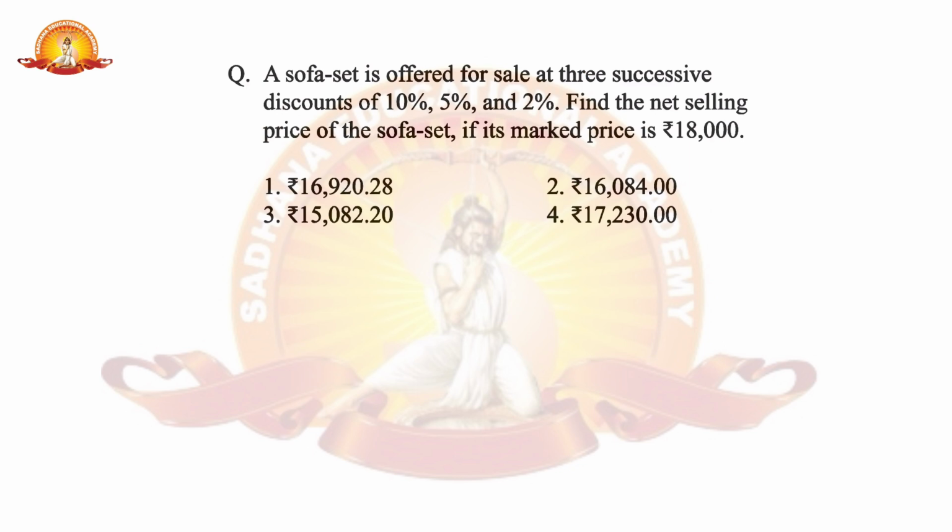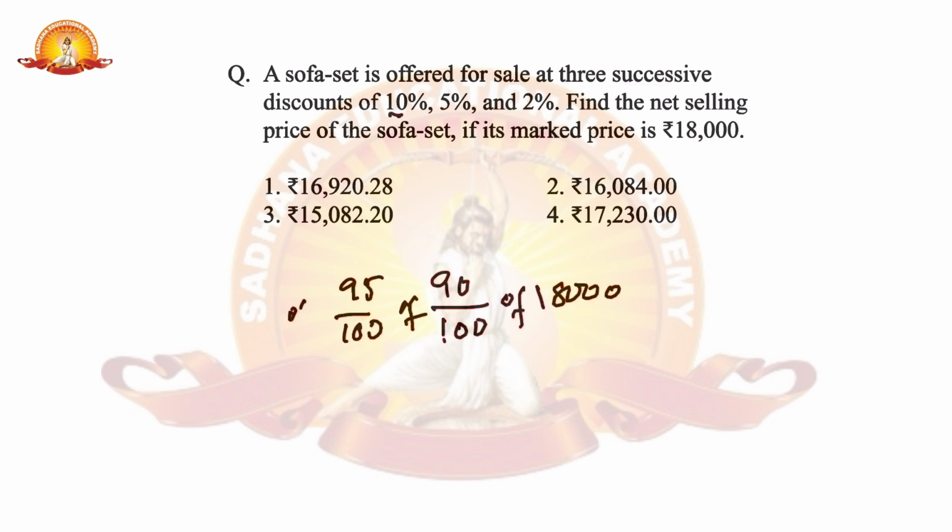Next problem. A sofa set is offered for sale at 3 successive discounts of 10%, 5% and 2%. Find net selling price of the sofa set if its market price is 18,000. Here, as the successive discounts are allowed as 10%, 5% and 2%. If 10% discount is given, the first price is 90% of 18,000. Again, 5% discount is provided, the result will be 95%. Again, 2% discount is allowed, so 98%.